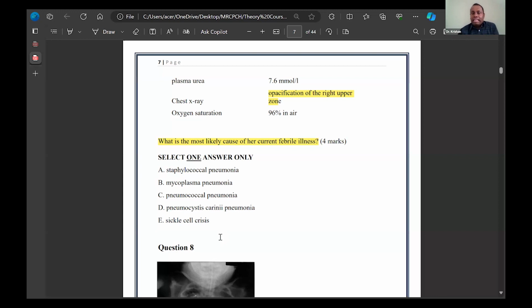Okay. So what is the likely cause for febrile illness? Staphylococcus pneumoniae, Mycoplasma pneumoniae, pneumococcal pneumoniae, Pneumocystis carinii, and sickle cell crisis. Any comments?